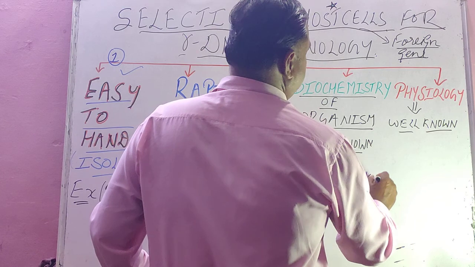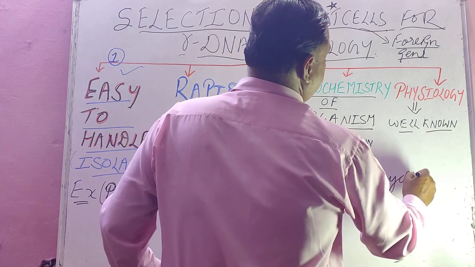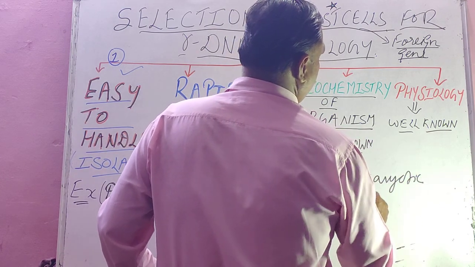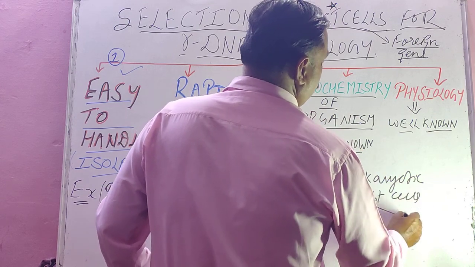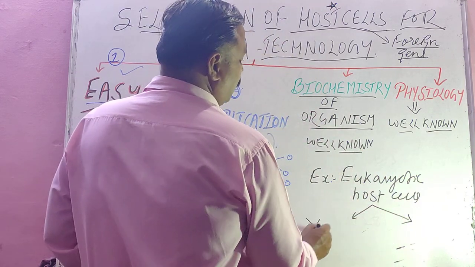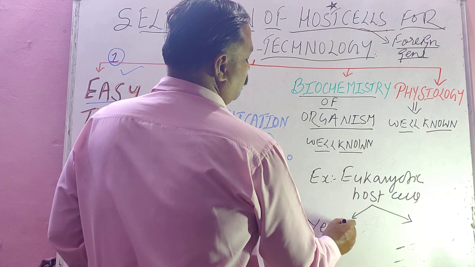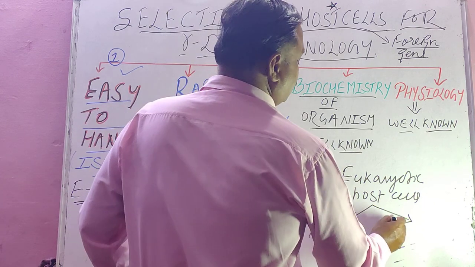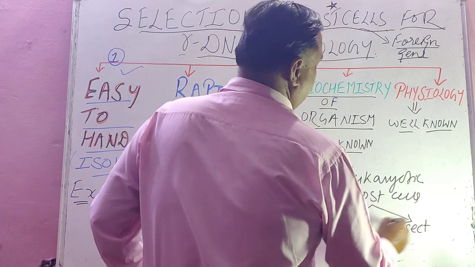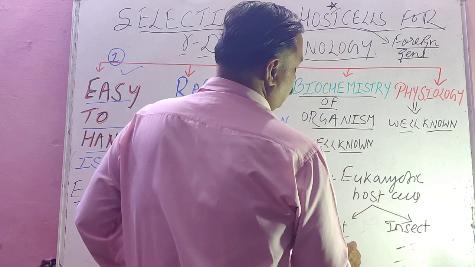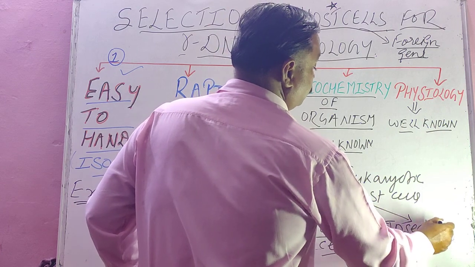Similarly, the best example for eukaryotic host cell. Eukaryotic host cells are what, student, you know? Best example is your yeast, Saccharomyces cerevisiae, yeast cell, and some insect cells also. These are the yeast cell, insect cell.